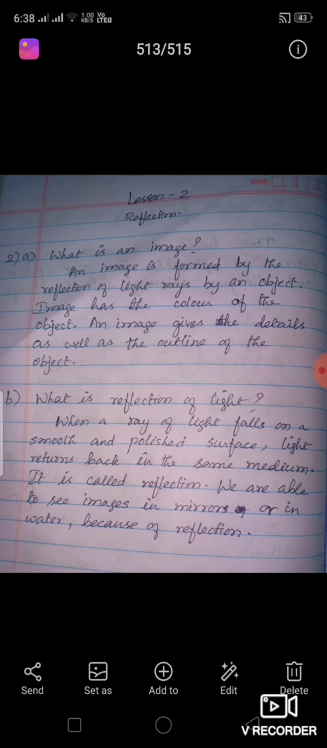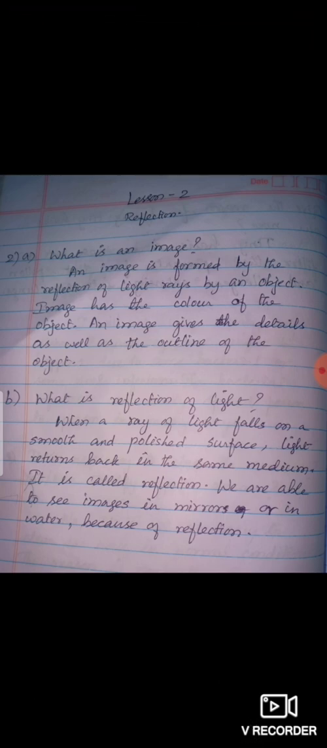Image has the color of the object. An image gives the detail as well as the outline of the object. The second question, what is reflection of light? When a ray of light falls on a smooth and polished surface, light returns back in the same medium. It is called reflection. Since the fifth question is an activity, we can skip the fifth question answer and we shall move on to the third unit.